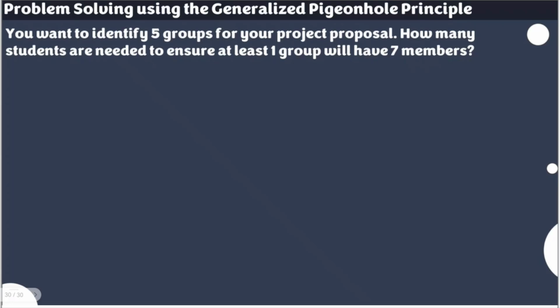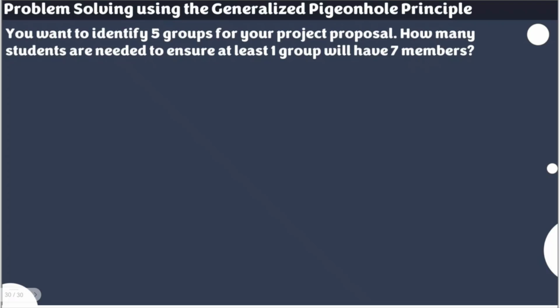Let's have this next problem. You want to identify 5 groups for your project proposal. Let's say it comprises students. How many students are needed to ensure at least one group out of those 5 will have 7 members or 7 students in that group?